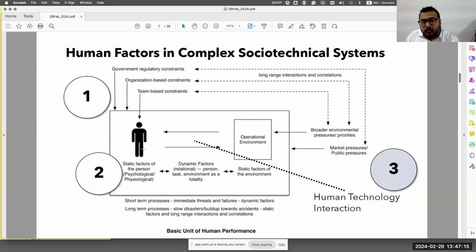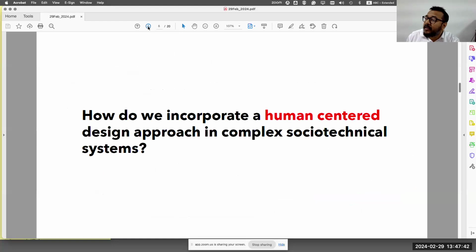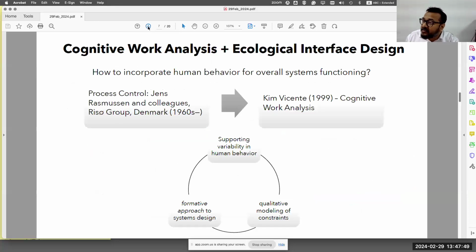So ultimately, even though at the immediate level we are designing for this person over here, we have to consider this broader complex socio-technical system when we are thinking about design. This is a crucial demarcator of complex systems that is not found in your typical UI/UX. So the work that I do falls under the area of OI and OX, operator interfaces and operator experience. And my research question typically is, how do we incorporate a human-centered design approach in these complex socio-technical systems?